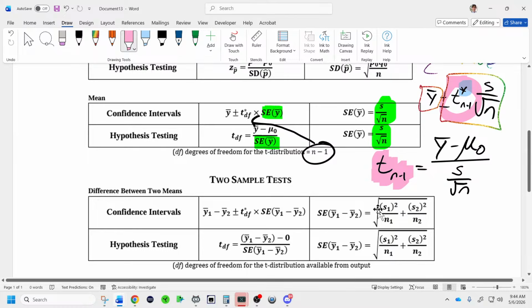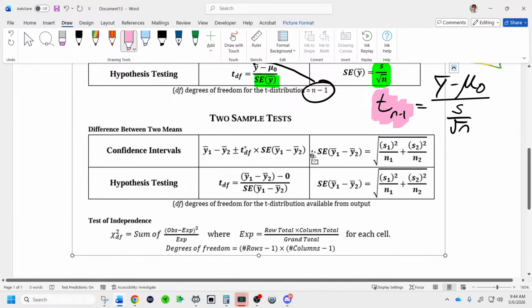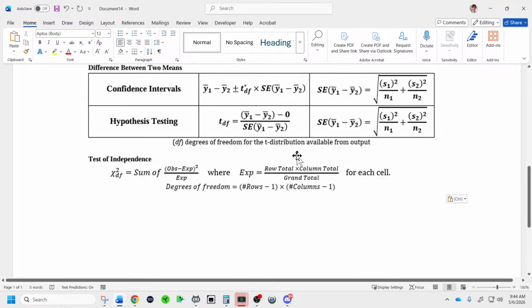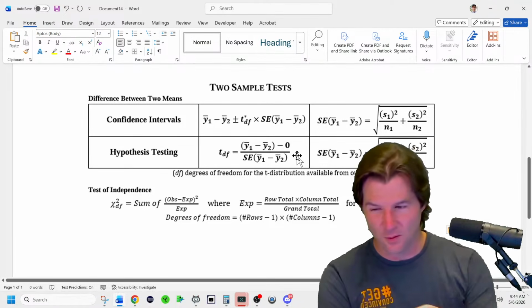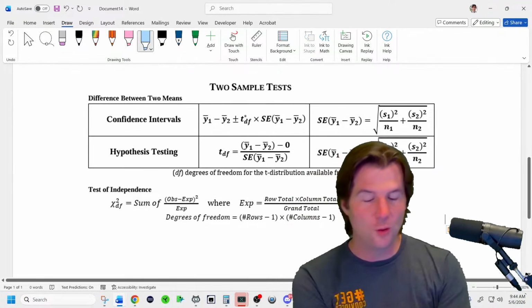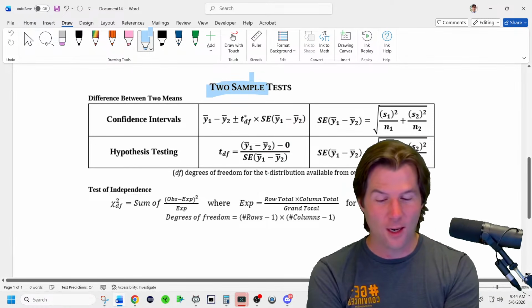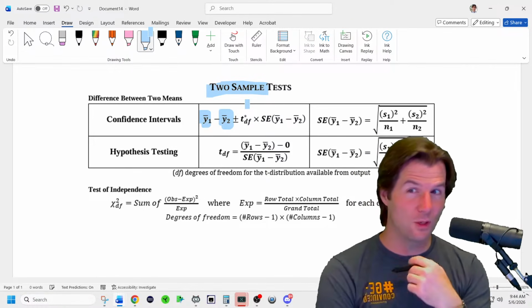So that is the one sample t. Let's talk about the two sample t now. The two sample t is used to compare the means of two groups and look at their difference. When you think two sample t, you're having two samples, which means you have two means.